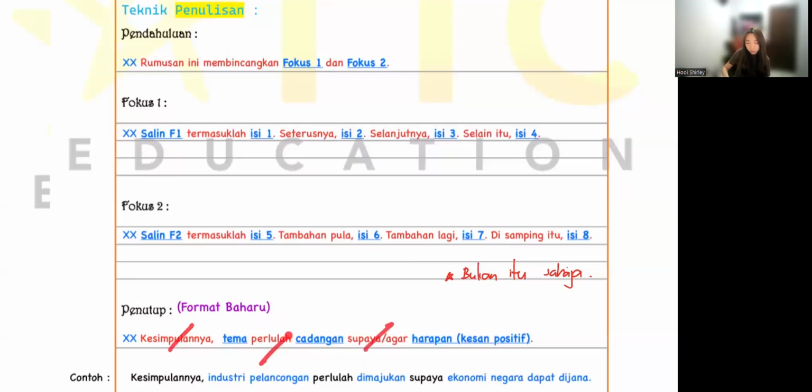Teacher, can I replace perlulah with haruslah? Harus, can. No problem. This is no problem, but you must have supaya ada or that. And please remember, this is an ayat passive. Okay, this is ayat passive.